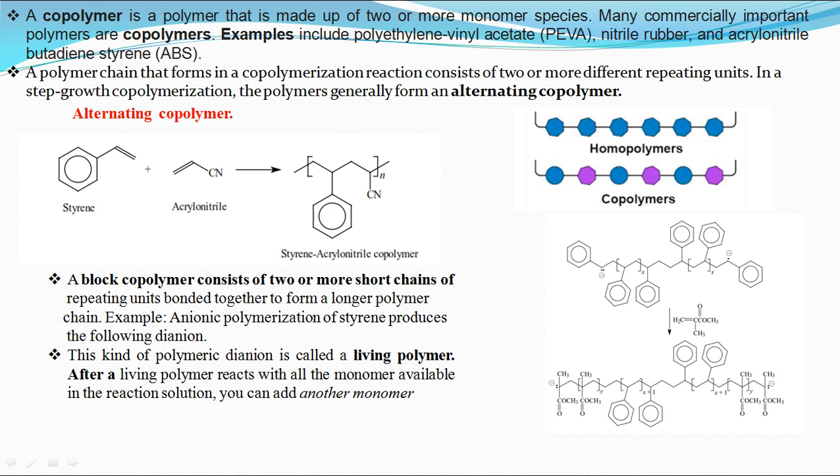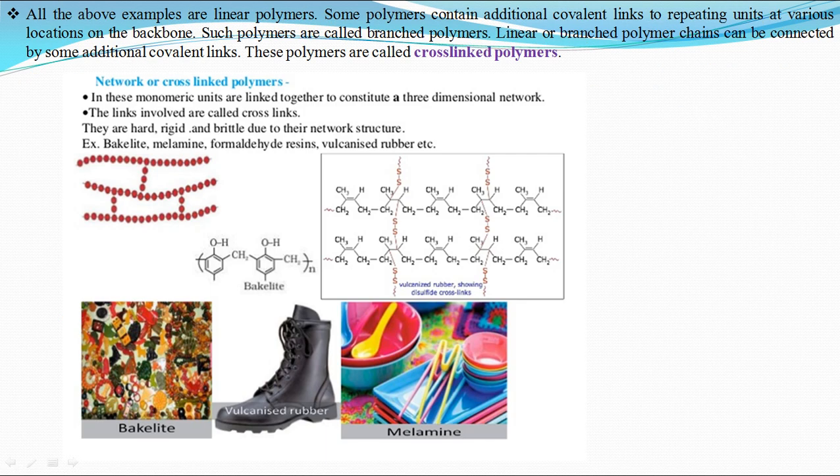Example: anionic polymerization of styrene produces the dianion. This kind of polymeric dianion is called a living polymer. After a living polymer reacts with the monomer available in the reaction solution, another monomer can be added. All the above examples are linear polymers. Some polymers contain additional covalent links to repeat units at various locations on the backbone. Such polymers are called branched polymers. Linear or branched chains can be connected with some additional covalent bonds. These polymers are called cross-linked polymers.